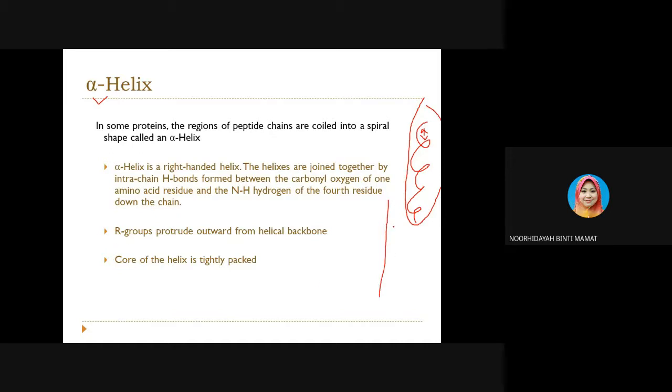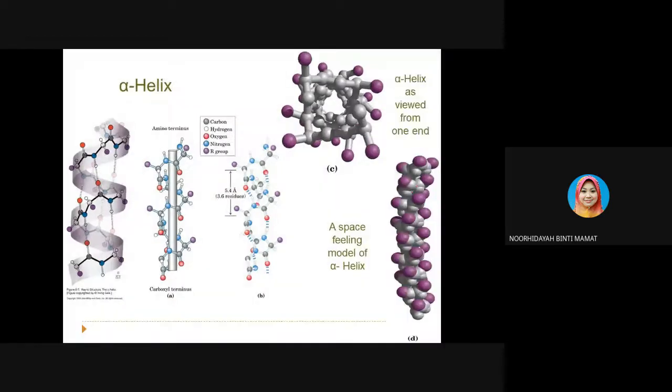So the R groups will protrude outward from the helical backbone, and the core of the helix is tightly packed. Okay, so this is the figure of the structure of the alpha helix, where we can see that the regions of the peptide, from linear, are coiled into spiral shapes. And as we just mentioned, the R groups, the functional groups of the amino acids, protrude outward from the helical backbone. So this is the structure of the alpha helix.